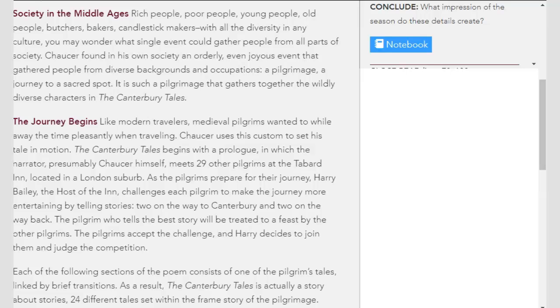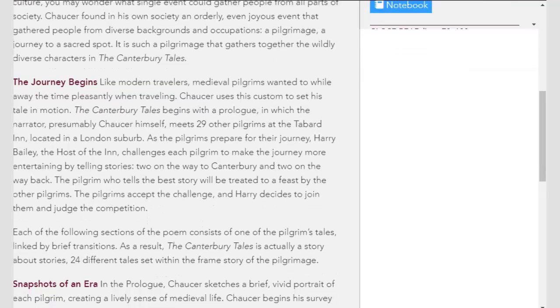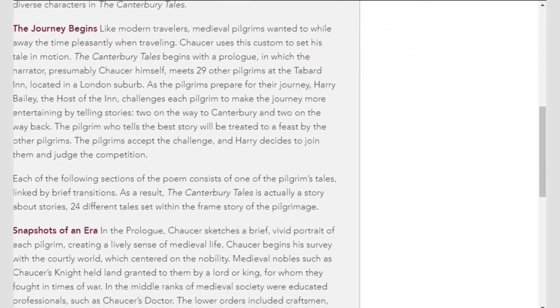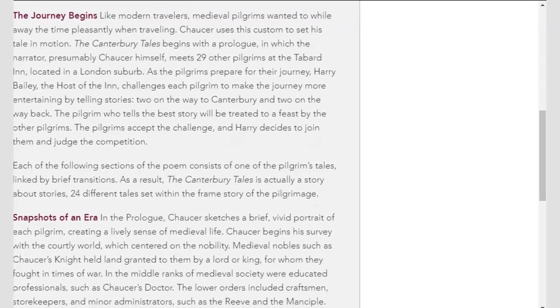A pilgrimage, a journey to a sacred spot. It is such a pilgrimage that gathers together the wildly diverse characters in the Canterbury Tales. The journey begins. Like modern travelers, medieval pilgrims wanted to while away the time pleasantly when traveling. Chaucer uses this custom to set his tale in motion.